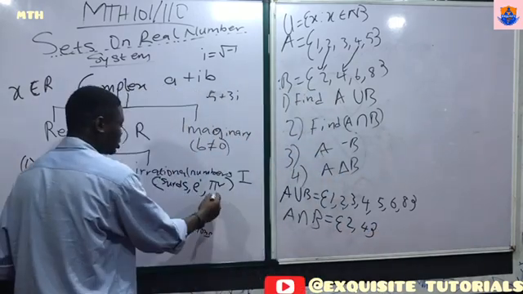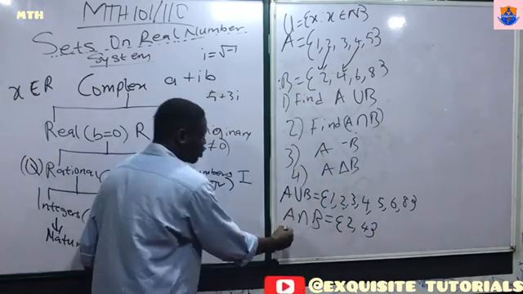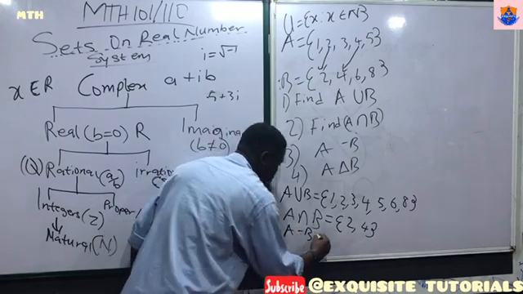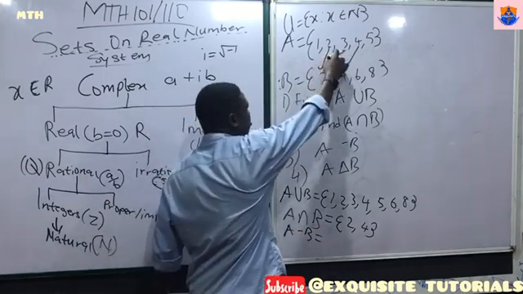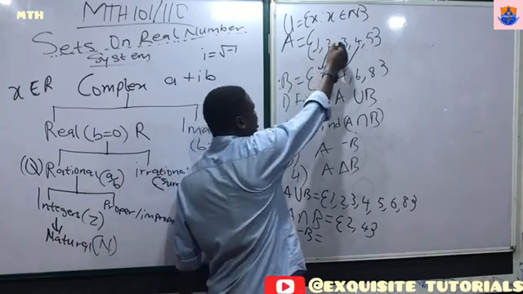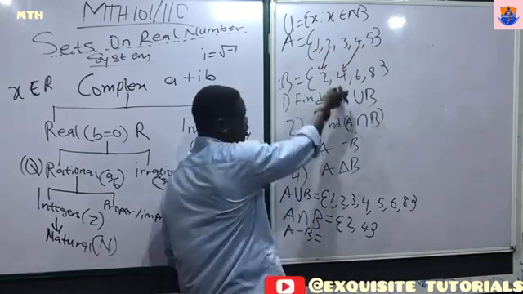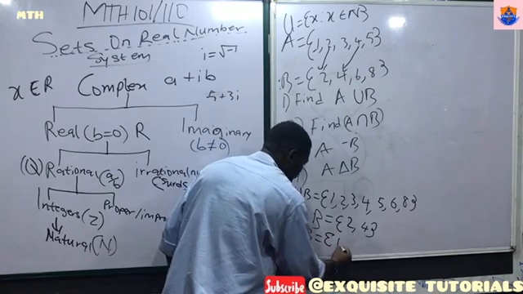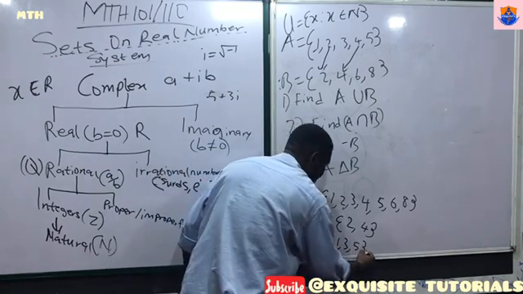Then lastly, for the third one, we have A minus B, which are those elements that are in A but not in B. The elements in A that are not in B are 1, 3, 5 because they are not in B. So we have 1, 3, 5.